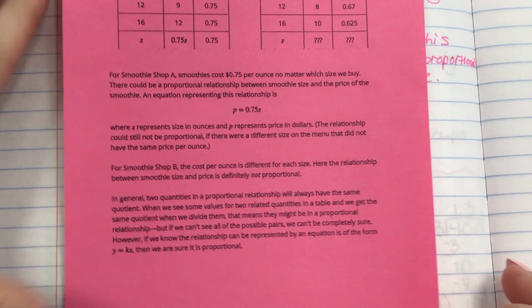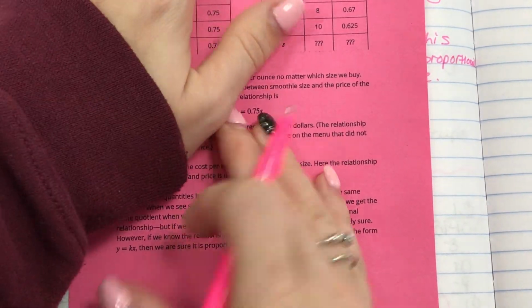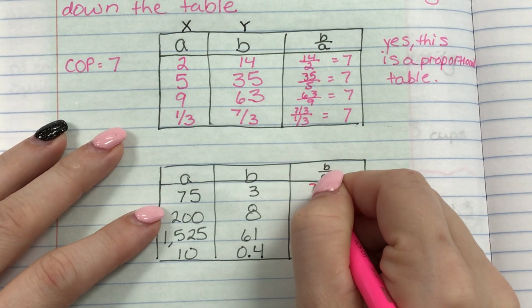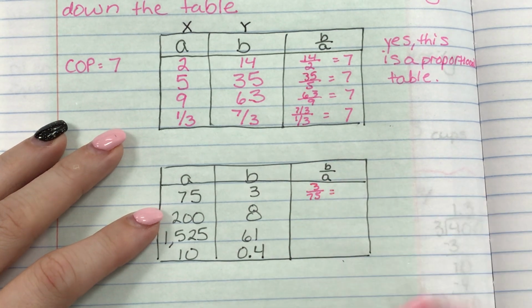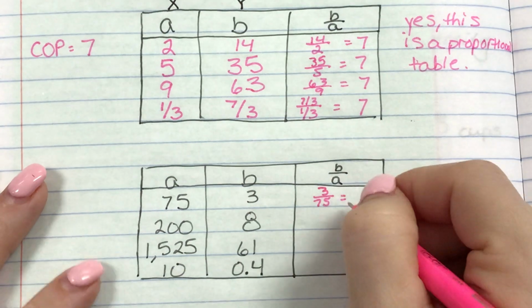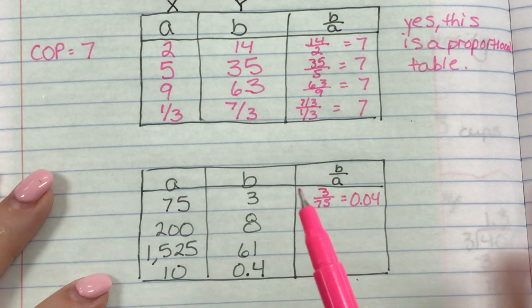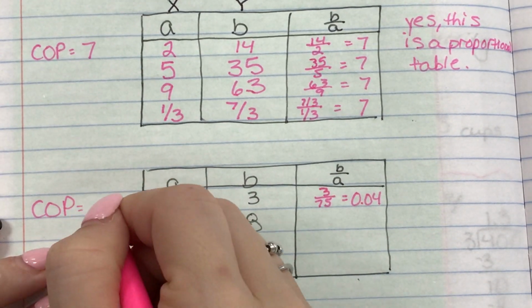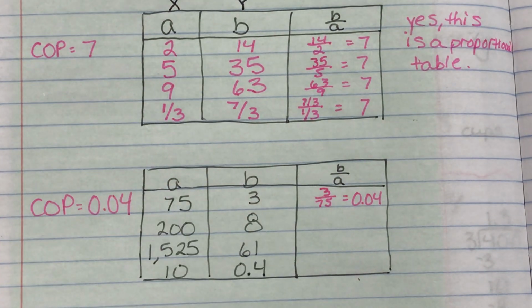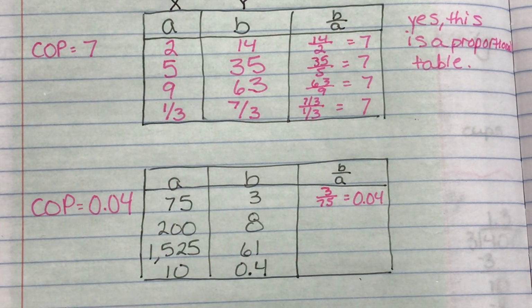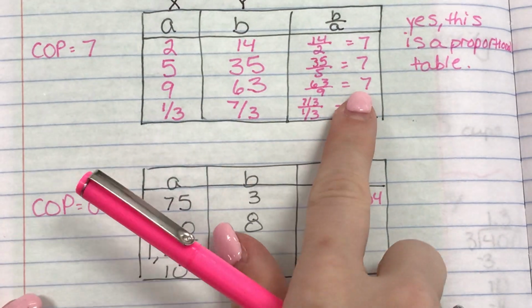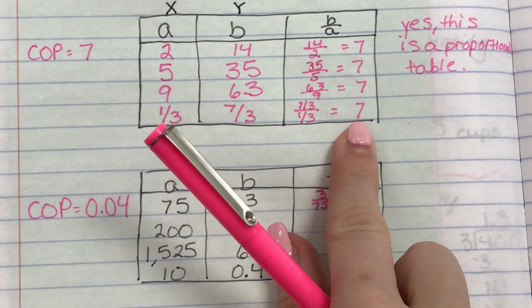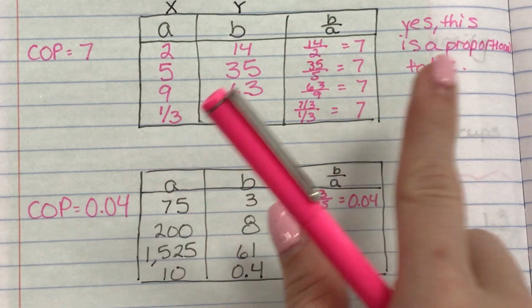All right, I want you to check how you did. If you didn't finish, it's okay. All right, so B, we should have got 3 over 75, and that gave us what? 0.04, so that makes that the what? Good. If something constantly happens, what does that mean? The same thing keeps happening, right? So that's why this is called COP, constant of proportionality. That means the same thing is happening. If it's not happening the same all the way down, then it's not proportional.